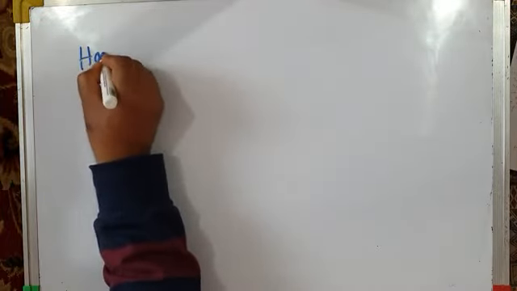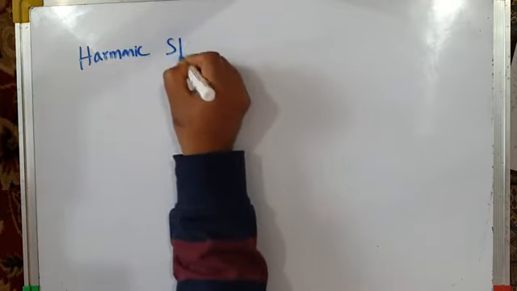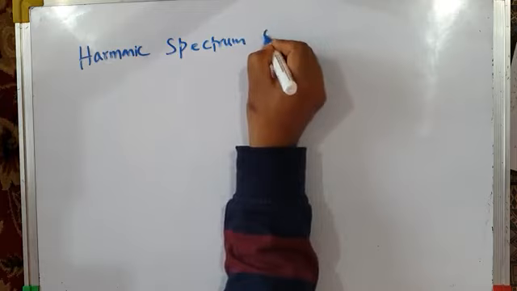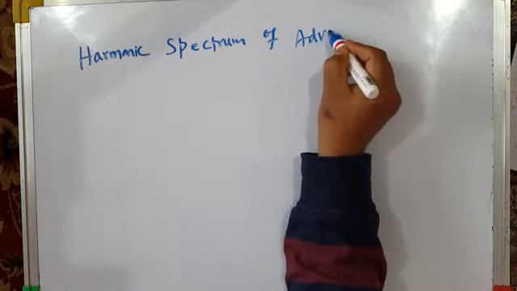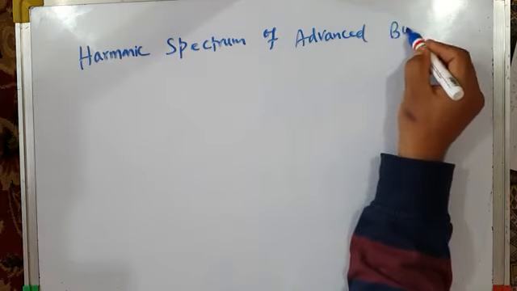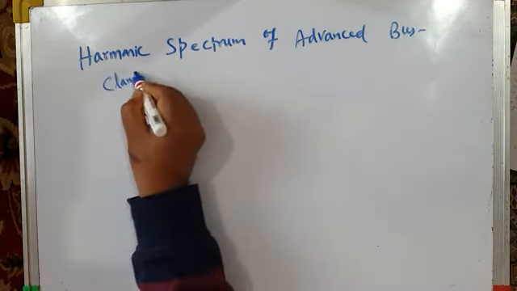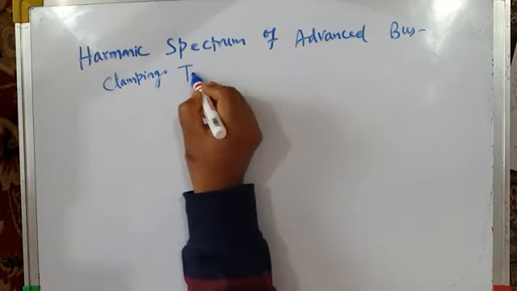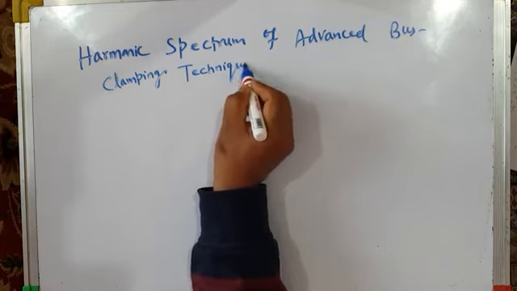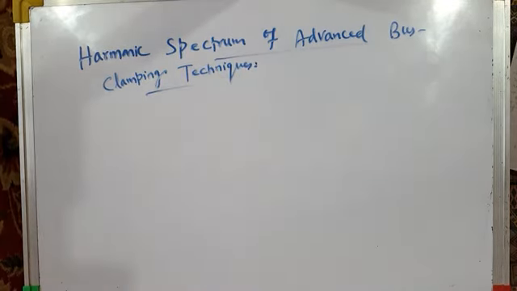And finally, I am going to discuss with you the harmonic spectrum of advanced bus clamping techniques. We have already studied in the last lecture the advanced continual clamp PWM technique, the advanced 60-degree clamp PWM technique, which is a special case of the continual clamp PWM technique. We have also discussed the advanced split clamp PWM technique and the advanced 30-degree clamp PWM technique, which is a special case of the split clamp PWM technique.